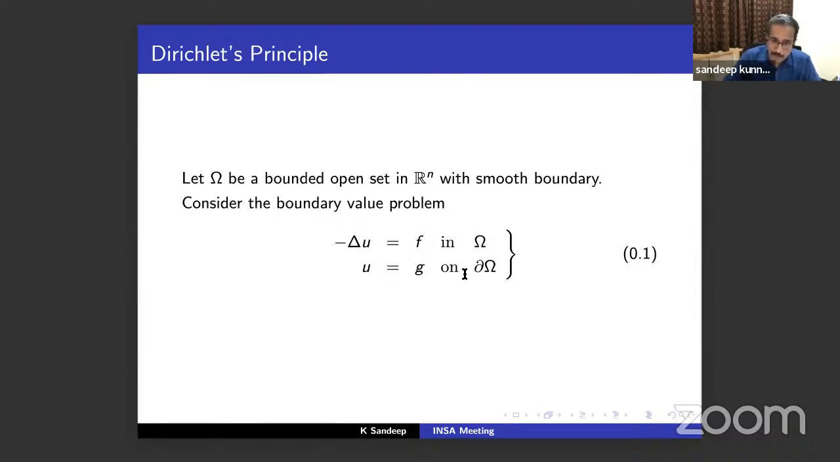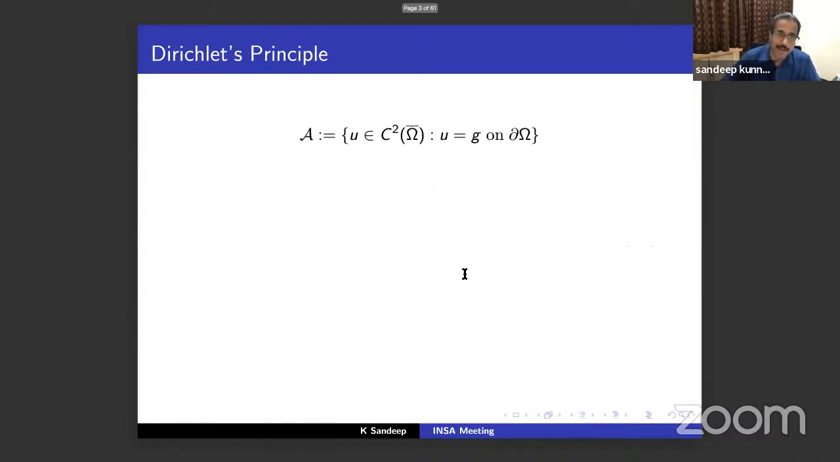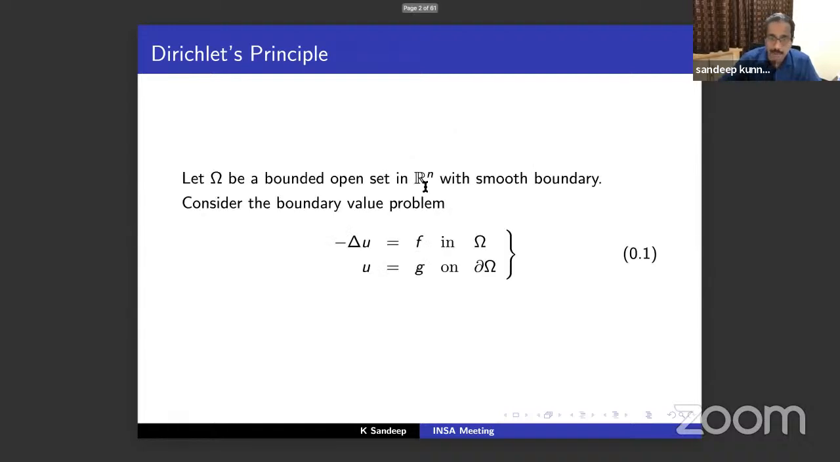First of all, I will start searching for solutions in an admissible class of functions, which I will denote A, equal to the set of all u in C2 such that u is equal to g on the boundary of omega. The solutions are going to be functions from this admissible class A which satisfy the relation minus Laplacian of u is equal to f.